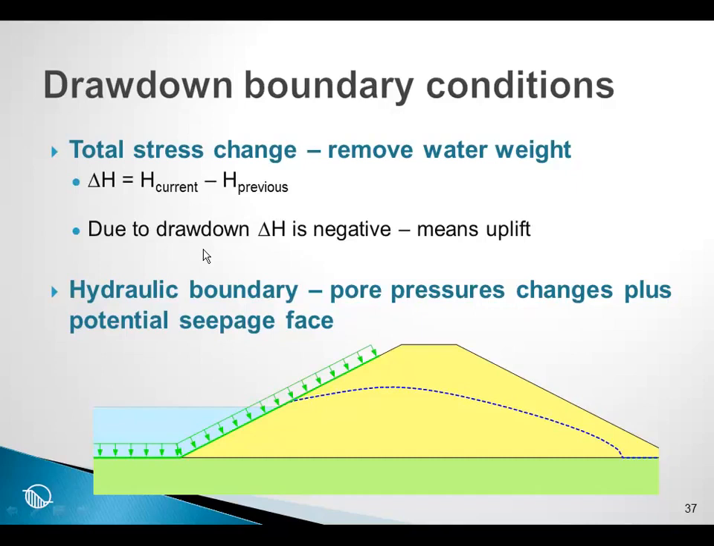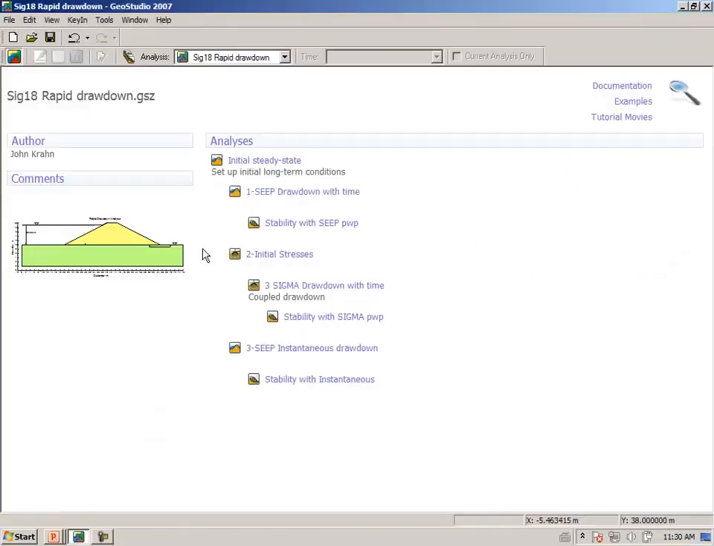Going then to GeoStudio and opening up SIG 18. This is the analysis tree in this file, and we will start with an initial steady-state condition which establishes the pore pressure under long-term steady-state conditions. Then in the file we have a seep alone analysis and then a seep instantaneous analysis, but we want to concentrate here on the coupled SIGMA analysis to simulate the rapid drawdown.